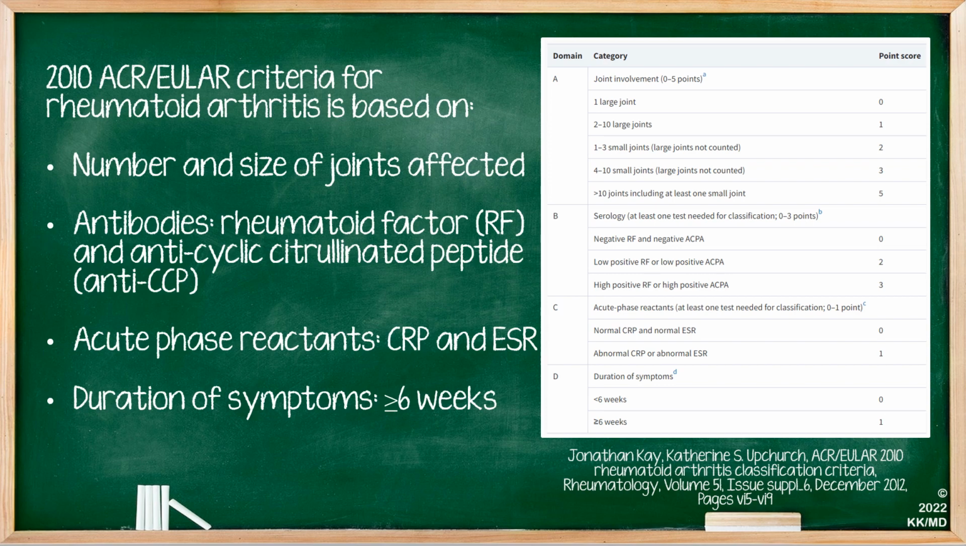Here we have the 2010 ACR-EULAR criteria for rheumatoid arthritis, which is quite a good aide-memoire for remembering the clinical features of this condition. So as you can see, it is based on the number and size of joints affected, as well as the antibodies, which we'll talk more about in detail in the slides to follow, as well as the acute phase reactants, so this is CRP and ESR, as well as the duration of symptoms, which is typically greater than 6 weeks.